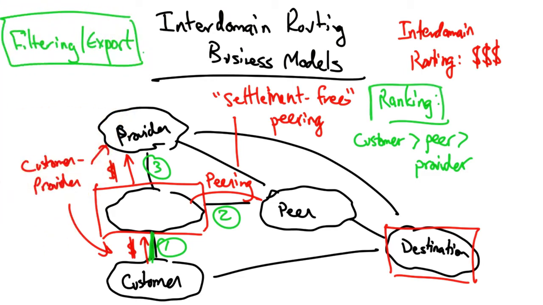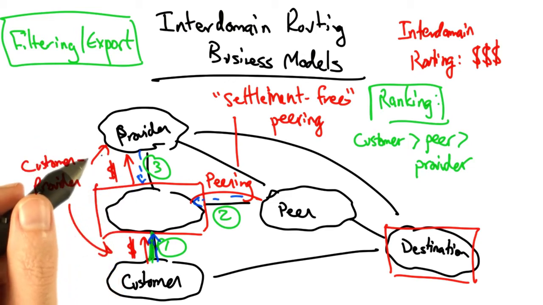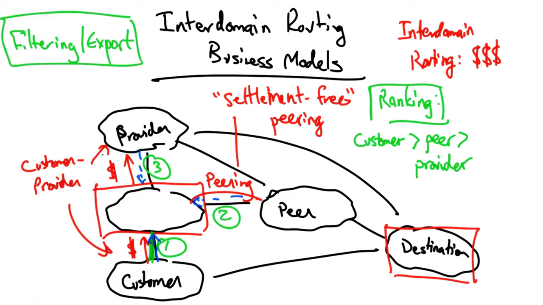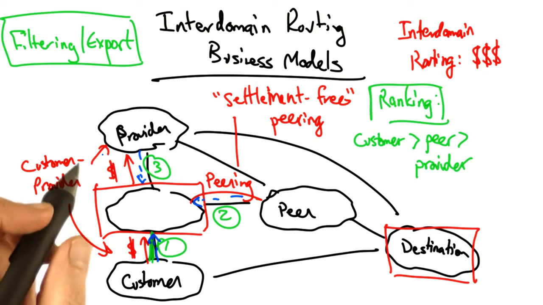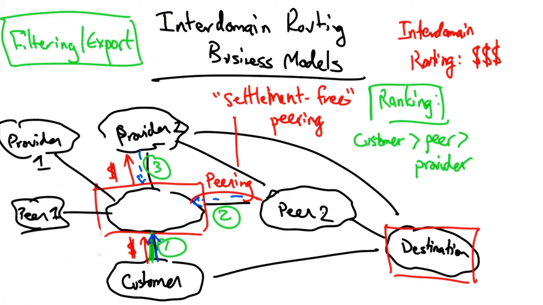The other consideration that an AS has to make is filtering or export decisions. In other words, given that an AS learns a route from its neighbor, to whom should it re-advertise that route? To understand filtering and export decisions, let's add a couple more ASs to the graph. Let's add another peer, and let's add another provider. Let's call this AS in the middle of the picture Cox Communications. This ISP might have smaller regional customers, and it might also buy transit connectivity from other providers.